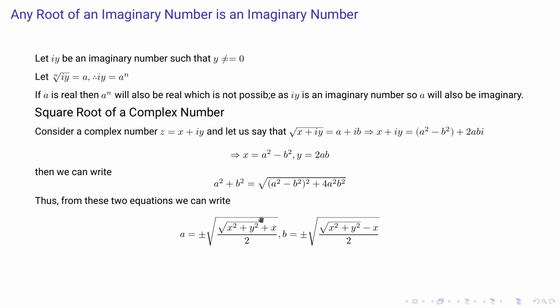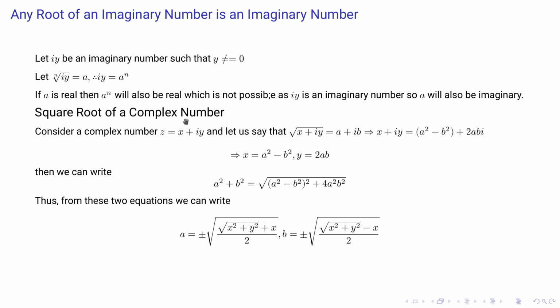Now we are going to study the root of imaginary numbers. Now suppose there is an imaginary number iy such that y is not equal to 0, then we take the nth root of iy and we say that it is a. So iy will be a to the power n. Now if a is real, then a to the power n will be real. But a to the power n cannot be real because left hand side is imaginary. That means a to the power n is imaginary, and that's why a will be also imaginary.